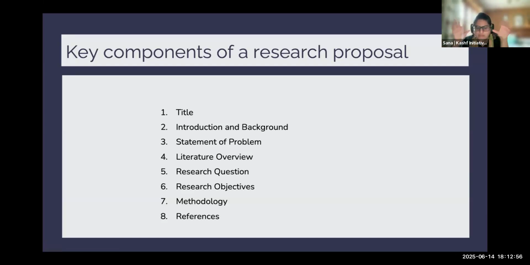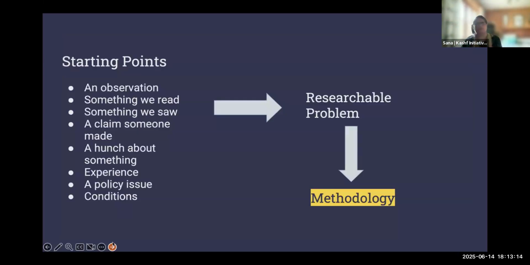Now, these are the bare minimum components that should be in a research proposal. You can also expand this. It can sometimes have a section on ethics, sometimes a section on outcomes, sometimes a section on the time duration, basically, of the whole process, right? So let's talk about the starting points.